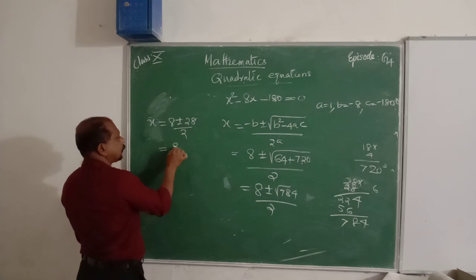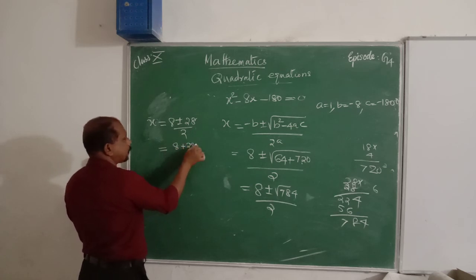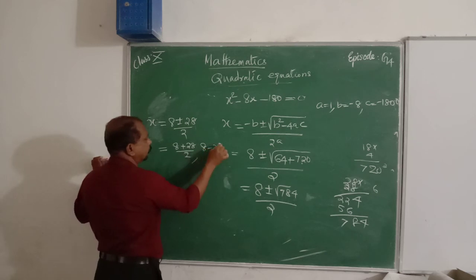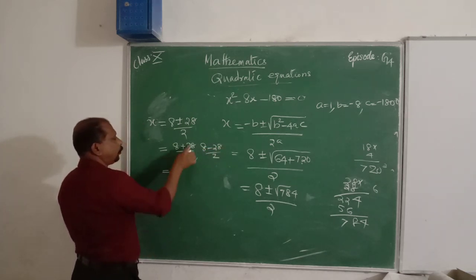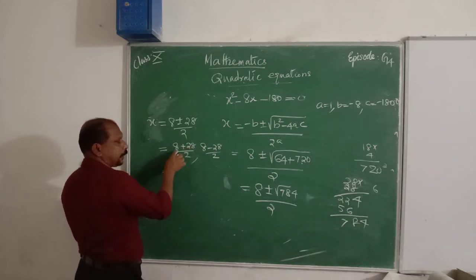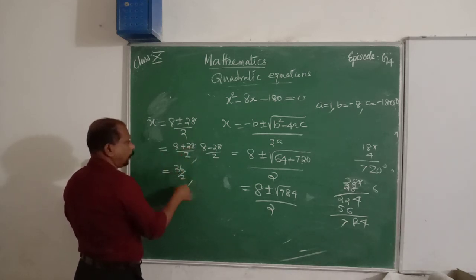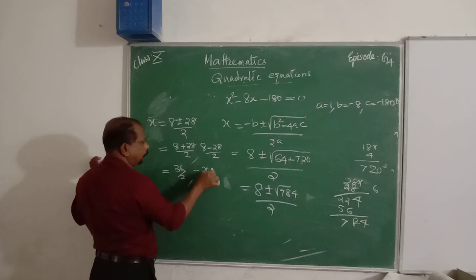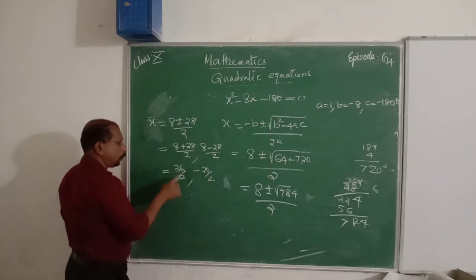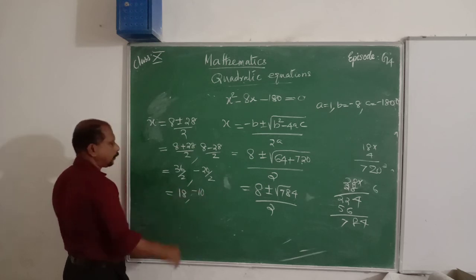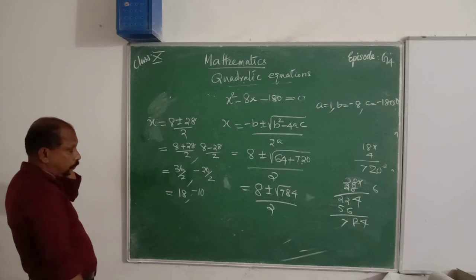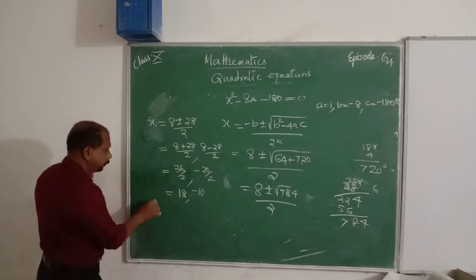That is 8 plus 28 by 2, comma 8 minus 28 by 2, is equal to 36 by 2, comma minus 20 by 2. 36 by 2 is 18, comma minus 10. Therefore, x is equal to 18.